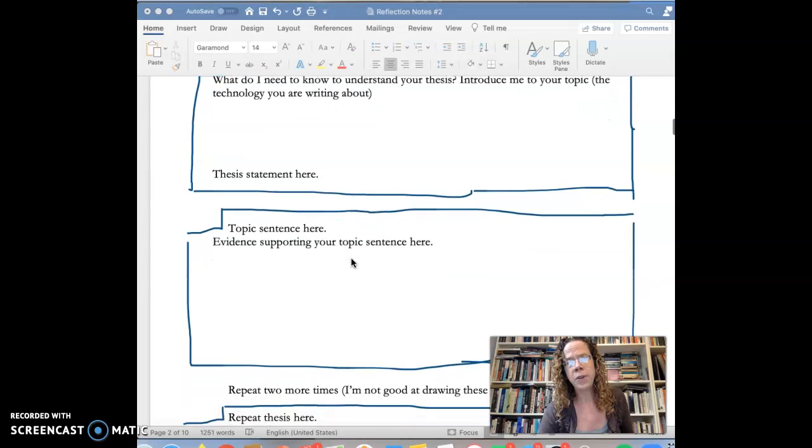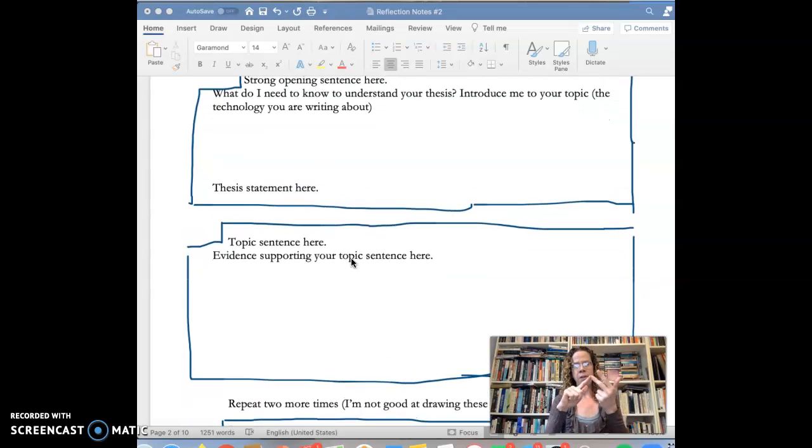So the middle paragraphs, and there are three of them, are your body paragraphs. I only made one body paragraph because I was not very good at drawing these shapes. So I just wrote repeat 2 more times, okay? But for all three of your body paragraphs, you need what's called a topic sentence. The topic sentence tells the reader what the paragraph is going to do, which is prove your thesis, and also what your paragraph is going to be about, which is one of the three characteristics that you give in your thesis statement, okay?